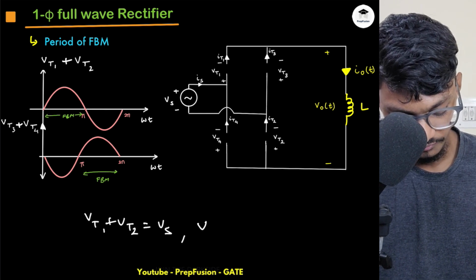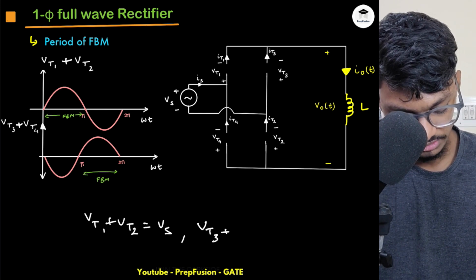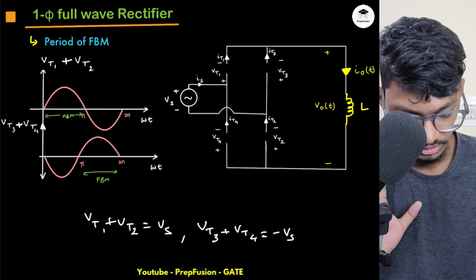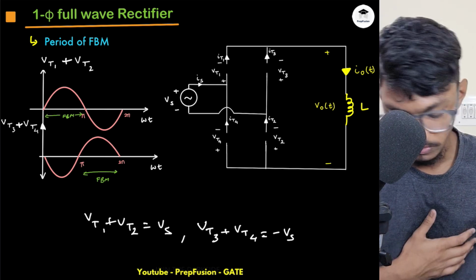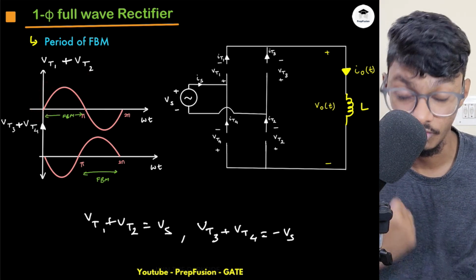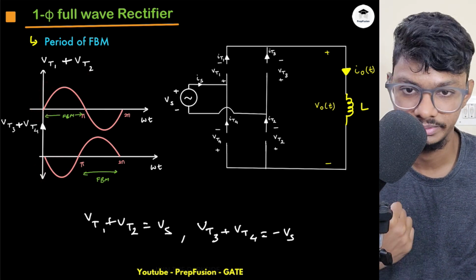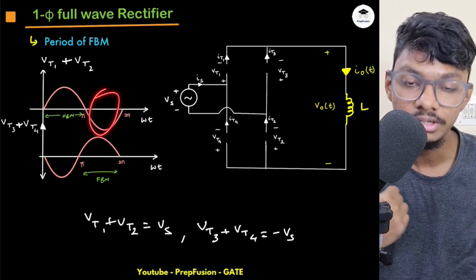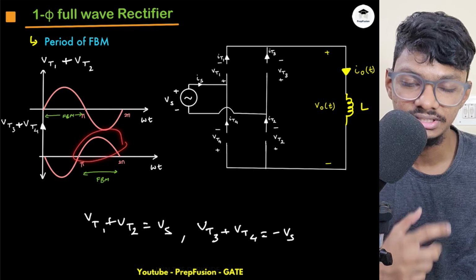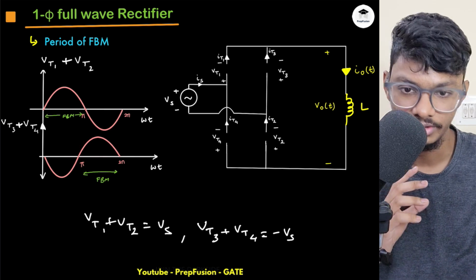Similarly, VT3 plus VT4 will be equal to minus Vs. This will be negative and this will be positive. So these are the things. In the positive half cycle, T1, T2 will be in the forward blocking mode, and T3, T4 will be in the reverse blocking mode. In the negative half cycle, T1, T2 will be in the reverse blocking mode, and T3, T4 will be in the forward blocking mode.